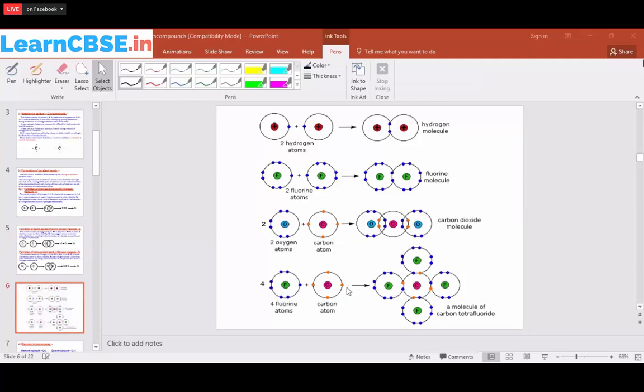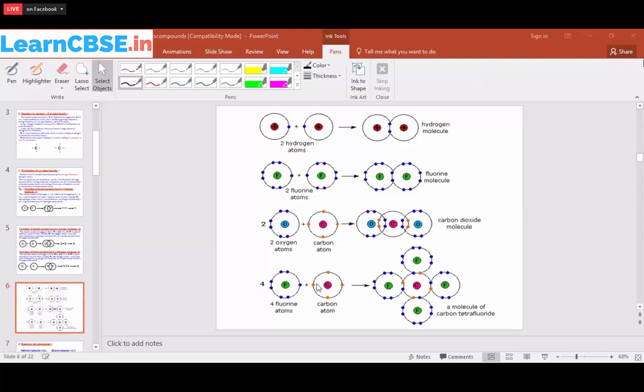Next one is carbon tetrafluoride. Fluorine has atomic number 9, so the electron distribution is 2, 7. So 7 electrons are in the outermost shell. Fluorine wants to attain the stable outermost configuration. It needs 8 electrons, but here it has 7, so it's looking for one more electron.